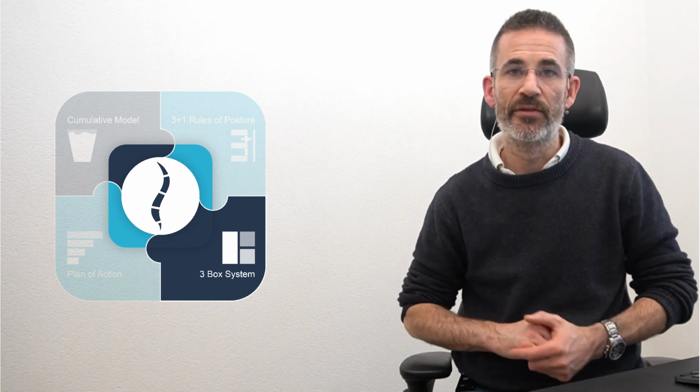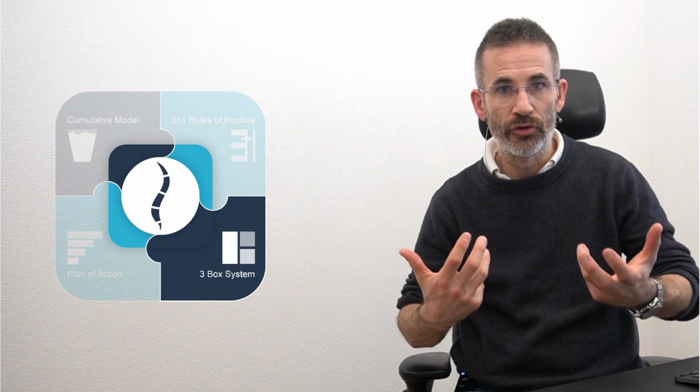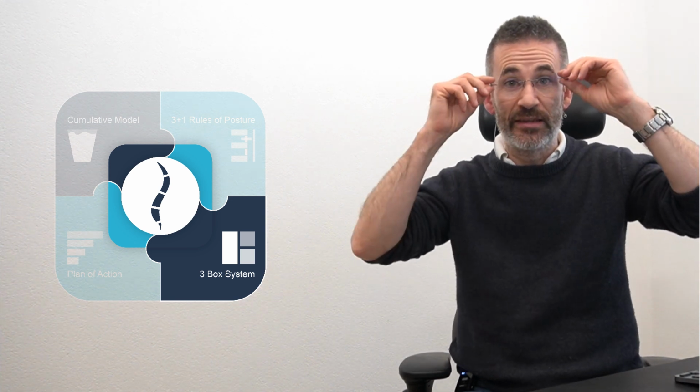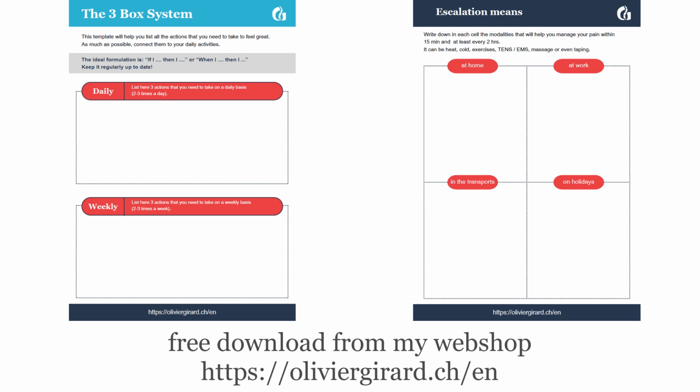The last step is the 3-box system. It's trying to find out what we can do in which order, so that the setting of the objectives is realistic. So what I think is the following: there are things that you can do every day, things that you can do every week, and escalation means. So let's focus on box 1, which is the things that you should do every day.